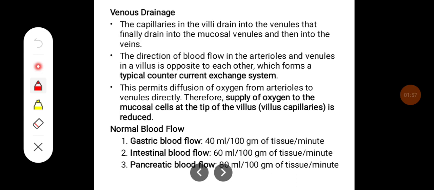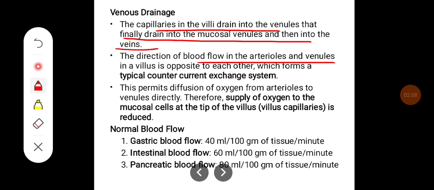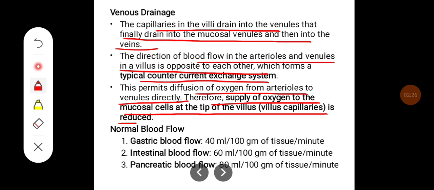Venous drainage. The capillaries in the villi drain into the venules that finally drain into mucosal venules and then to the veins. Direction of blood flow in the arterioles and venules in a villus is opposite to each other, which forms a typical countercurrent exchange system. This permits diffusion of oxygen from arterioles to venules directly. Therefore, supply of oxygen to the mucosal cells at the tip of the villus is reduced.